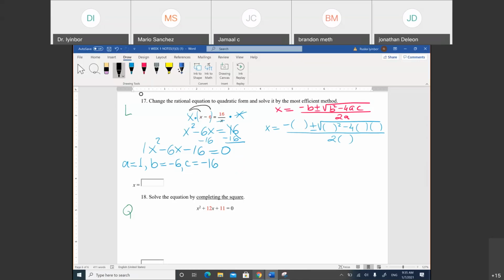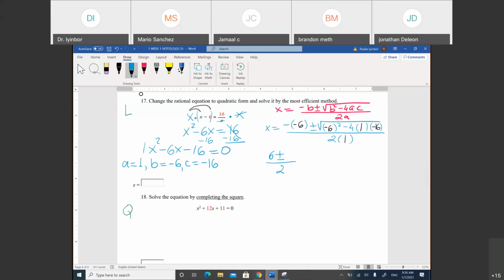So the formula is negative b. B was negative 6. And then I have negative 6 squared minus 4ac. A is 1. C is negative 16. And 2 times 1. So we plugged everything in. Now negative and negative give me positive 6. Plus or minus, I need to do the square root, over 2 times 1, which is 2.